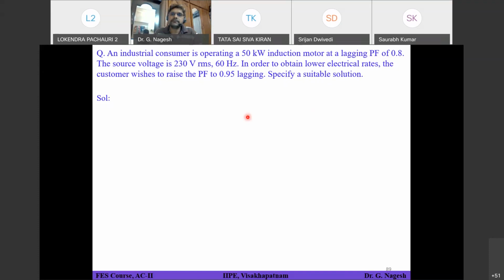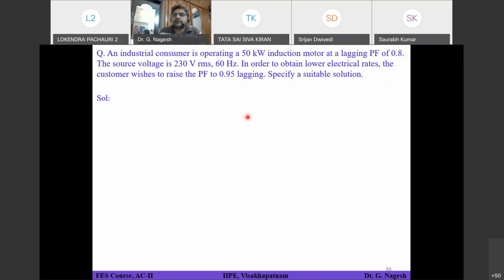So 50 at the angle of 36.86. You are talking about Q1. Yes, sir. How did you do that? So cos inverse of 0.8. That will give you the angle.